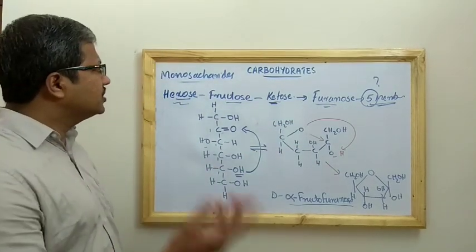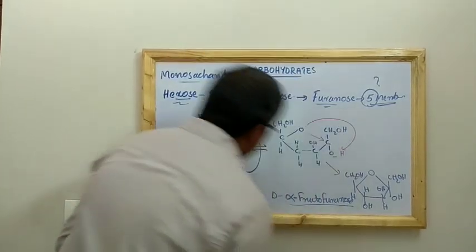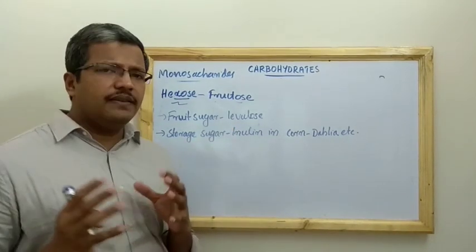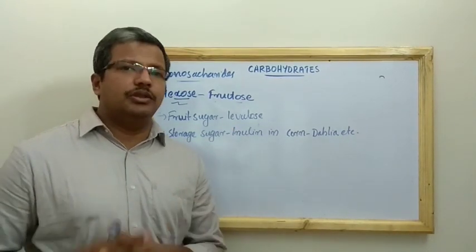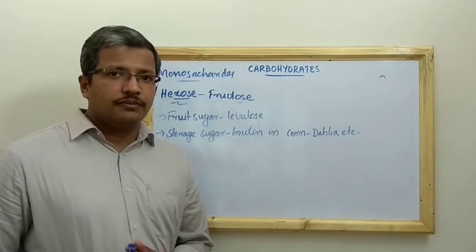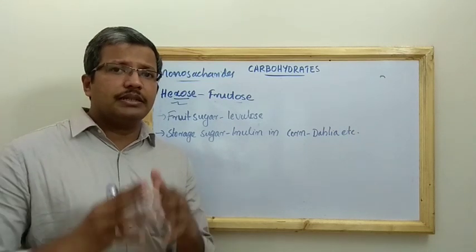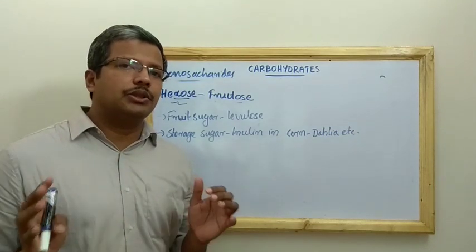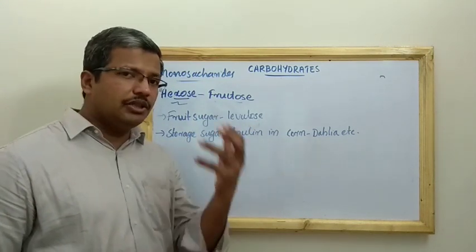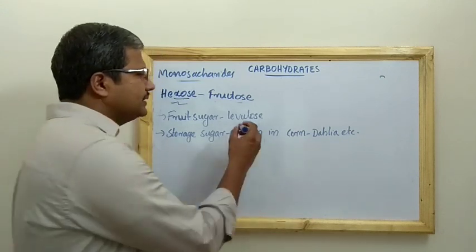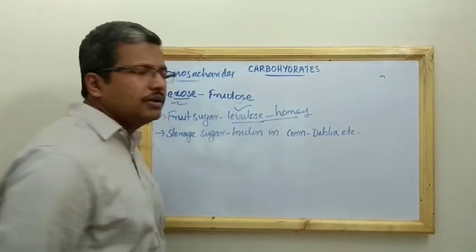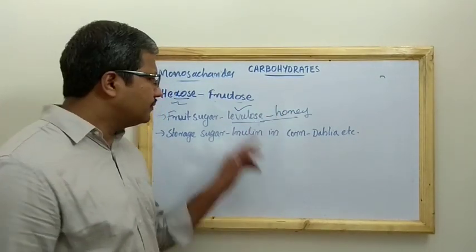Now let us see the functions of fructose. The biological importance of fructose is there. So we can see that fructose is actually the fruit sugar. Fruit sugar means the sugar which is present in ripened fruits. And we have to keep in mind that this is the sweetest sugar that is present on earth. And we can see a variety of the fructose, that is levulose, which is actually levorotatory L-fructose, and that is actually present in case of the honey. So this is the sweetest sugar on earth, present in the honey, levulose, which is nothing but the fructose.